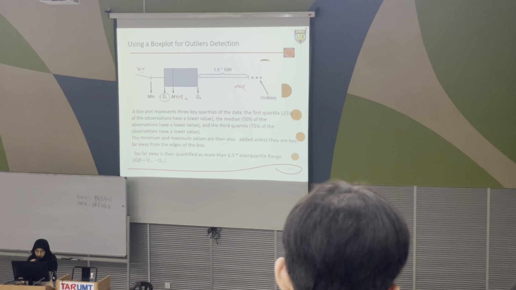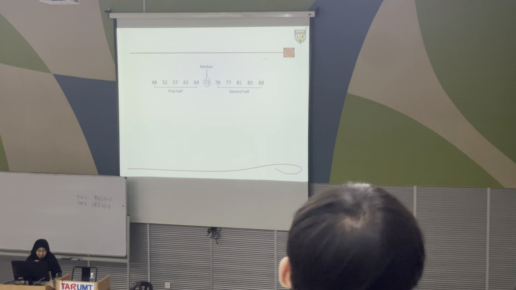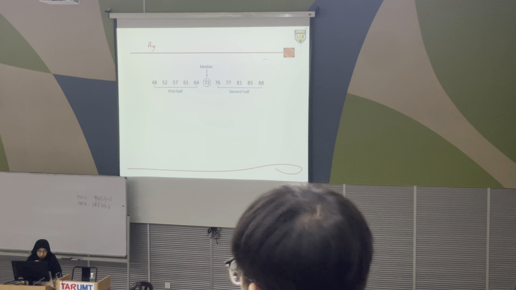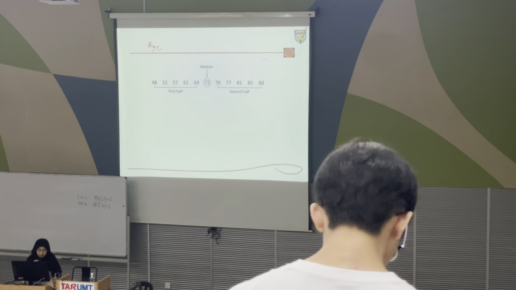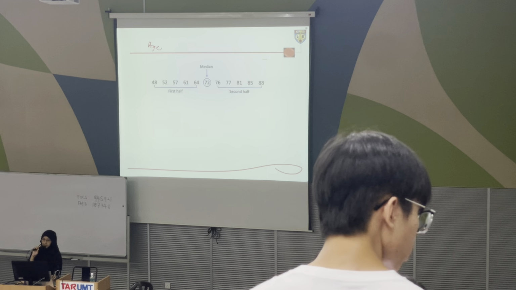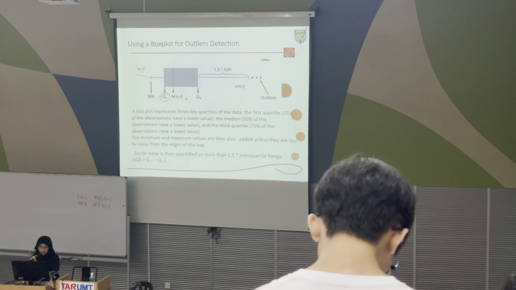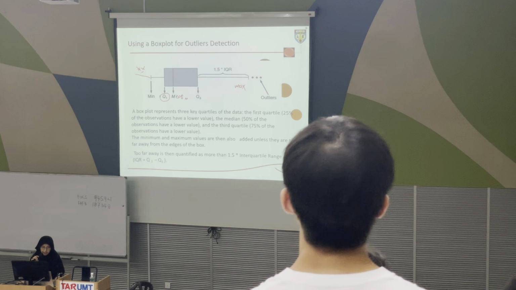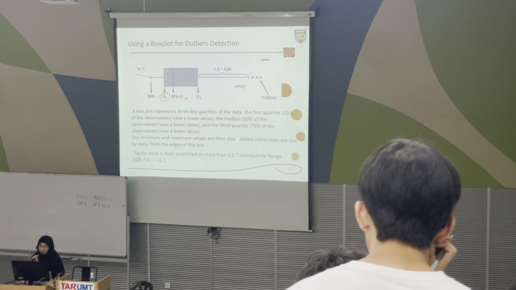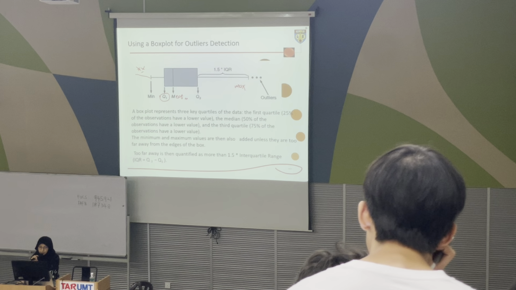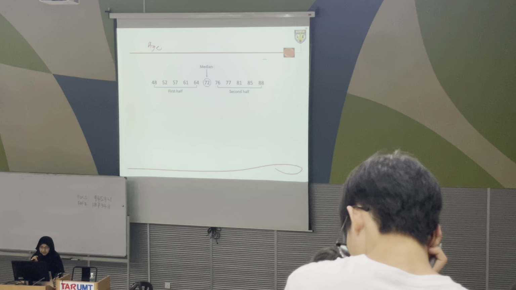One example here. Assuming that this is a data set about age: 1, 2, 3, 4, 5, 6, 7, 8, 9, 10, 11. To identify the median first, just now I mentioned that we have the five-number summary: Q1, median, Q3, maximum and minimum. So first of all, we need to identify the median. So this is the median.